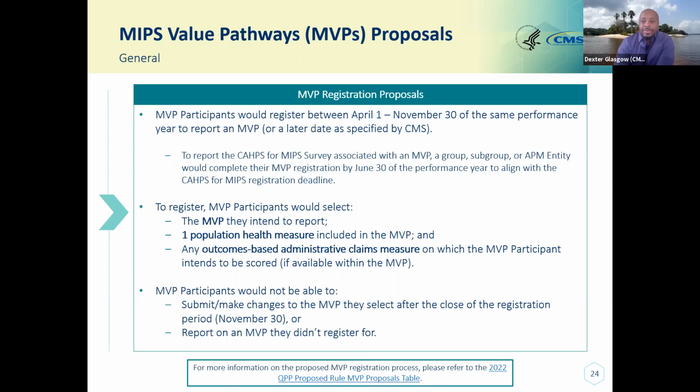After the November 30 deadline, we will not be able to accept any additional changes. We will not be able to allow for the reporting of an MVP that a given MVP participant did not register for.